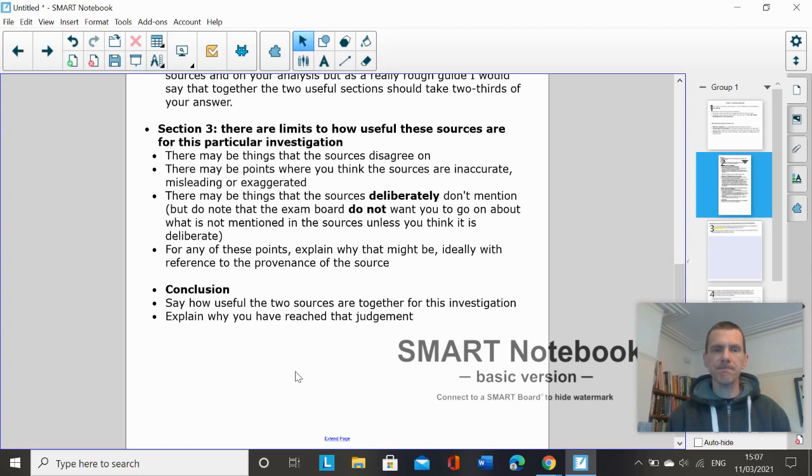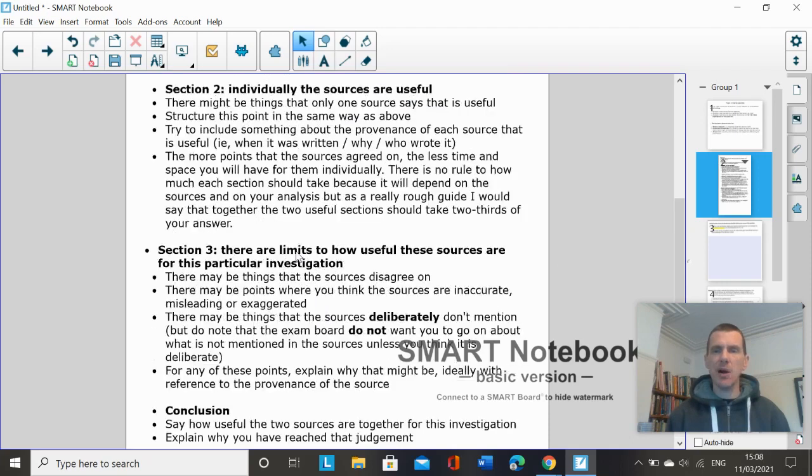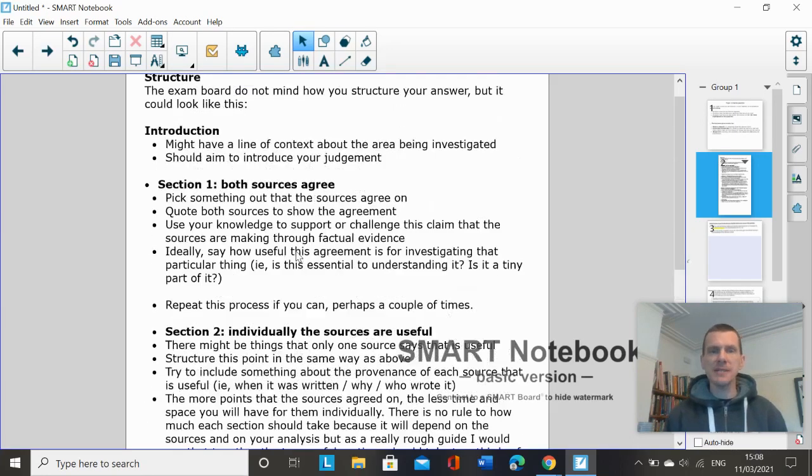Finally, a conclusion. The conclusions should say how useful the two sources are together for this judgment, for this investigation, and explain why you have reached that judgment. So just to emphasize again, that is how you could approach this answer. And I think that's a pretty helpful framework to have in your mind, but you do need to be flexible.